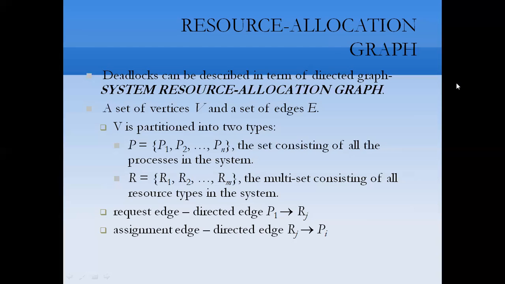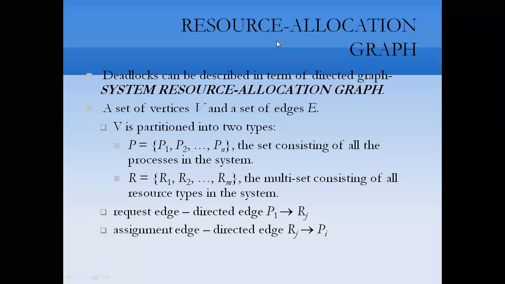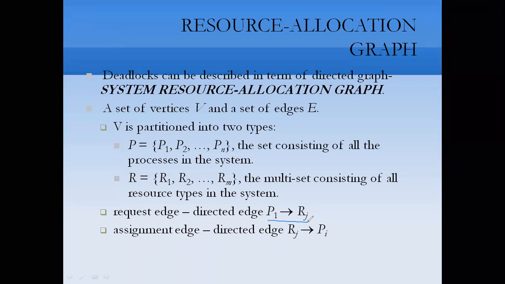A directed edge from a process Pi to a resource type Rj is denoted by Pi → Rj. It signifies that Pi has requested an instance of a resource type Rj and is currently waiting for that resource. And a directed edge from a resource type Rj to Pi is denoted by Rj → Pi. It signifies that an instance of a resource type Rj has been allocated to a process Pi.